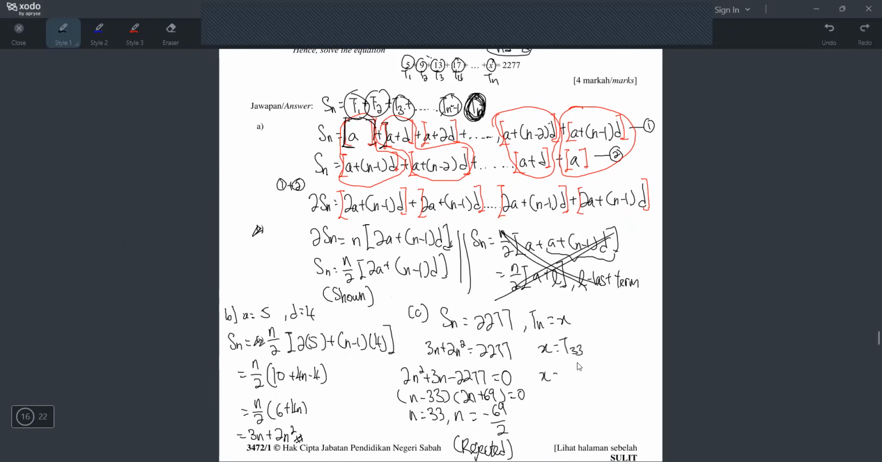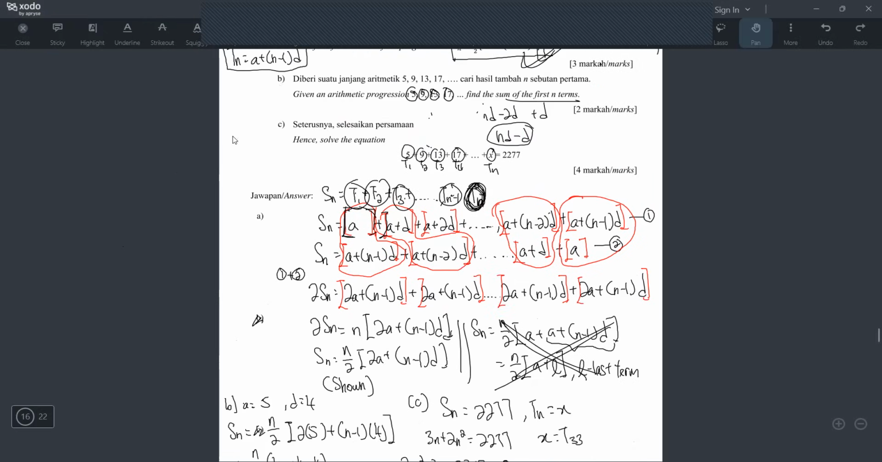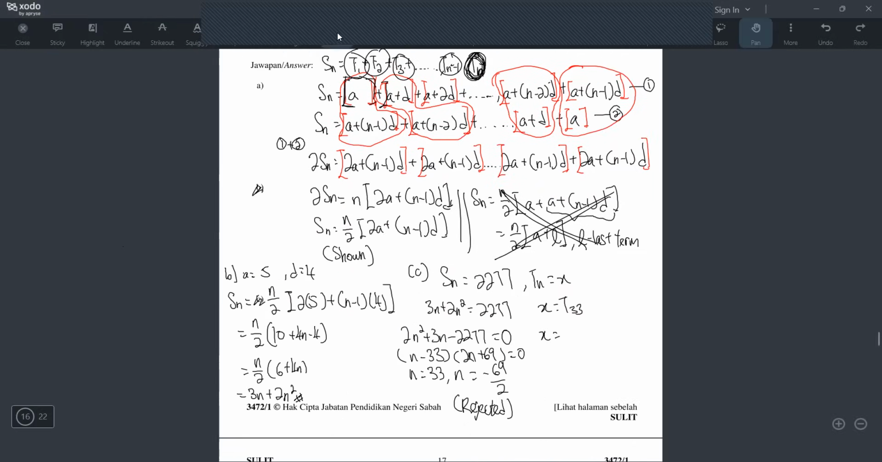So now to find x, I have to use the Tn formula, which is a plus n minus 1 d. The a is 5. So 5 plus n minus 1, 33 minus 1 is just 32, times d, the d is 4, right? And then I press this whole thing, then only I get 5 plus 32 times 4 is 133, right? So the final answer is 133. Okay, that's how you do it.